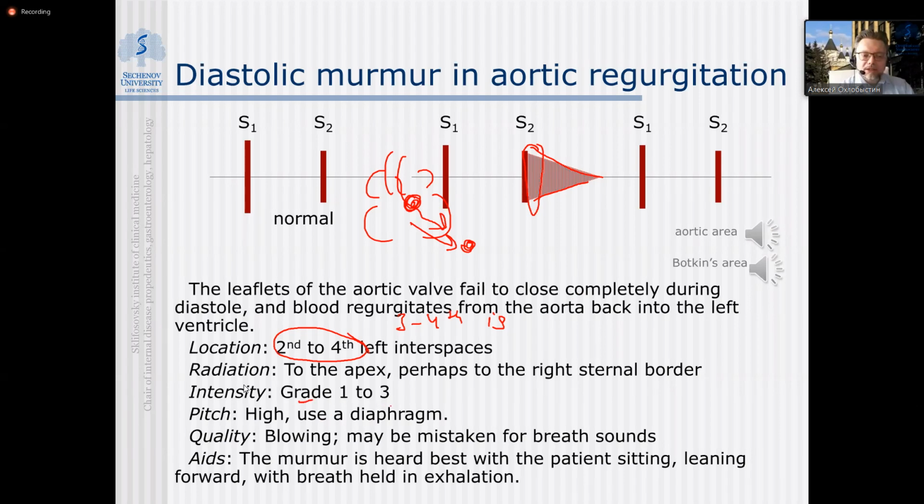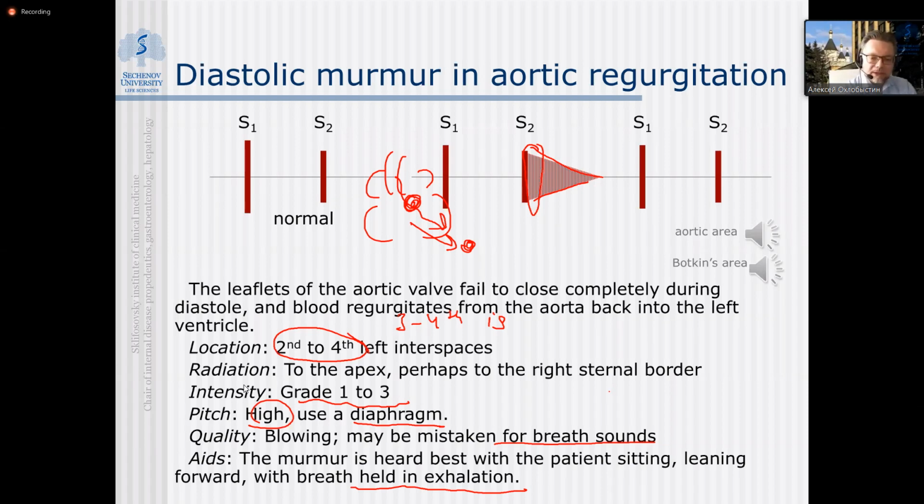Quite low intensity, from first to third grade. It's a high pitch murmur, so better use the diaphragm of the phonendoscope. Blowing in quality, quite gentle. Sometimes it may be mistaken for breath sounds, for vesicular or bronchial breathing. Therefore, first ask the patient to hold breathing before auscultation, and the patient should hold breath at the expiratory phase, at exhalation, so there will be no extra air between the heart and the chest wall.